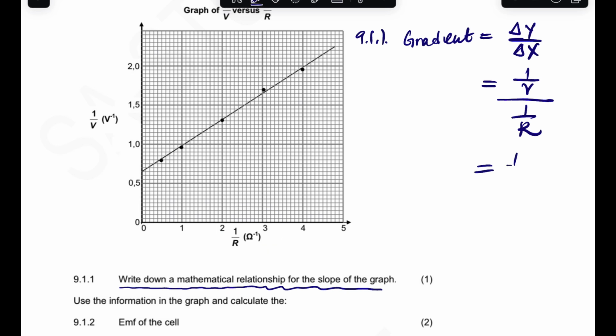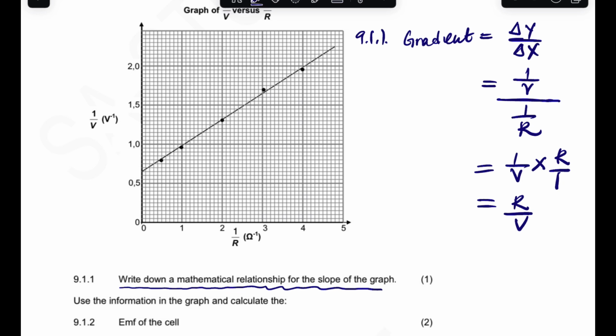So this is going to be 1 over V, and then we change this division into a multiplication, and then we invert the 2, so it's going to be R over 1. And then that will be R over V. So our gradient, sorry guys, it can be R and V.